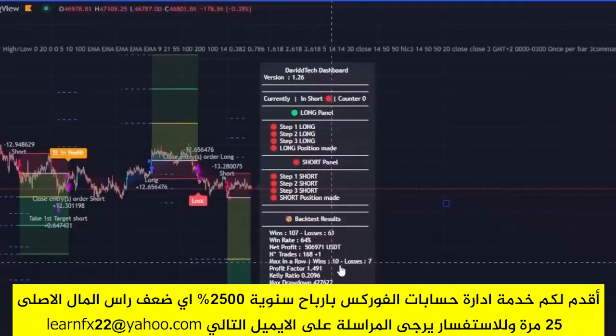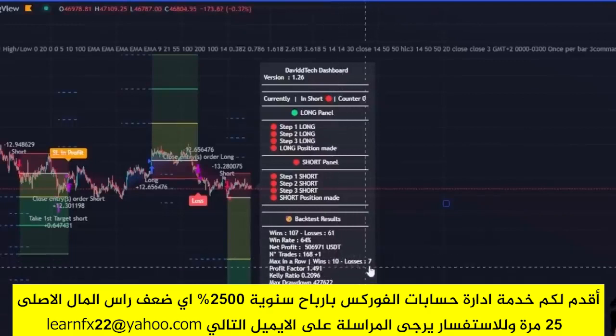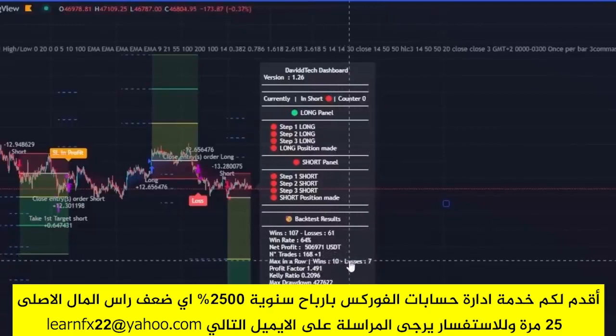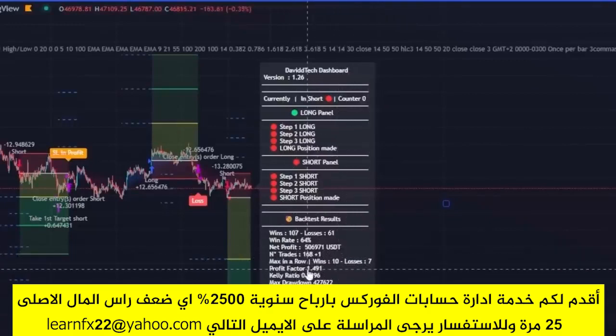Max wins in a row was 10. Max losses, like I said, 7, a lot of losses in a row. Profit factor is 1.49. Kelly ratio is 1.2, perfect for what we're looking for.